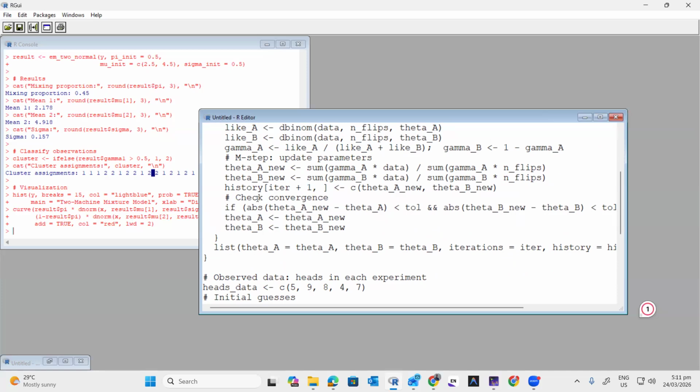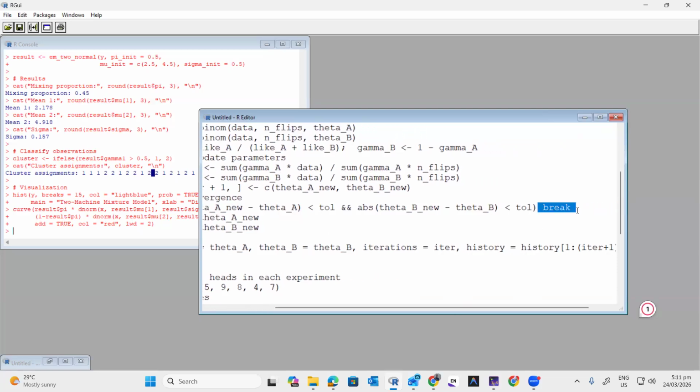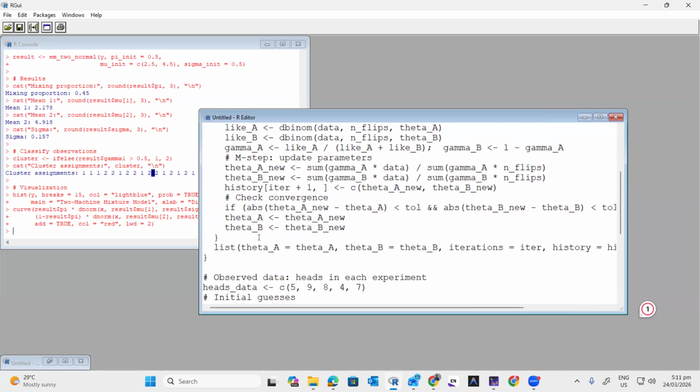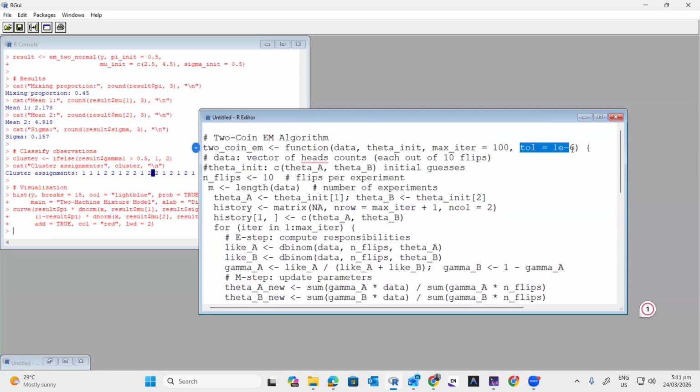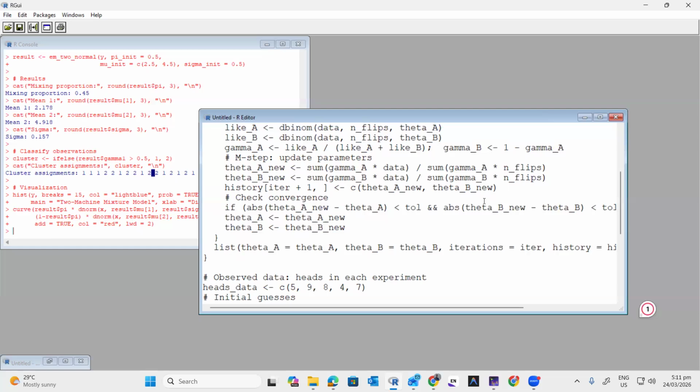Now check the convergence. If the absolute value of theta A nu minus theta A is less than tolerance, and the absolute value of theta B nu minus theta B is less than tolerance, then break. Otherwise, repeat continuously. So the loop stops if both parameters change by less than the tolerance limit; if not, it should again generate the values.